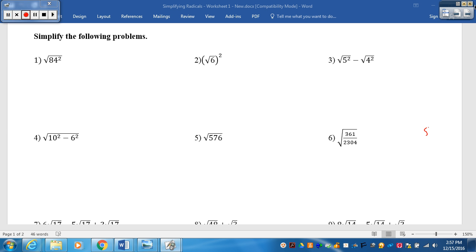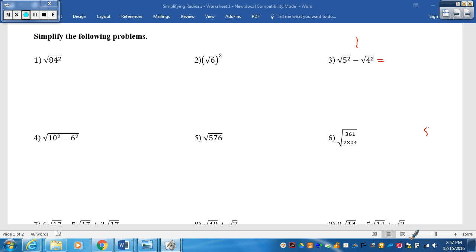As you look at number 3 right here, we've talked about in the past how the square and square root cancel each other out. And so the question is, is the answer to this going to be 1? Because that would be the square and the square root canceling each other out.